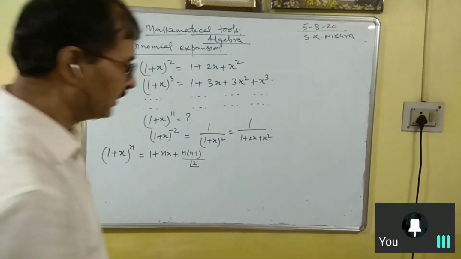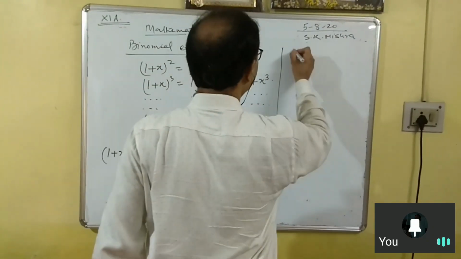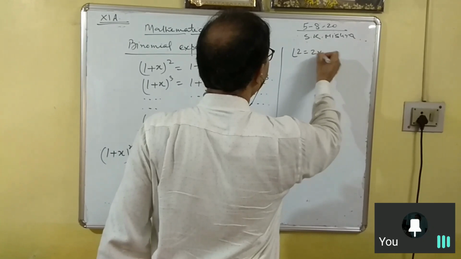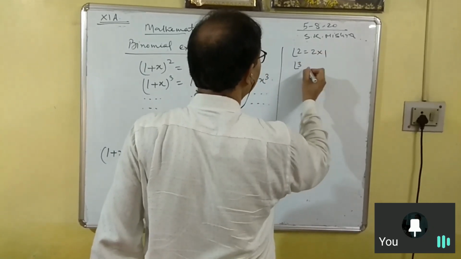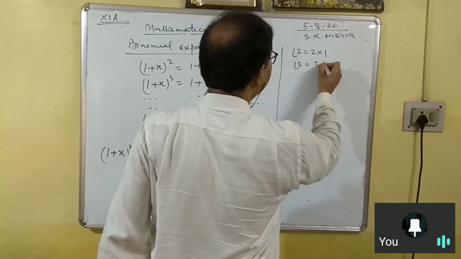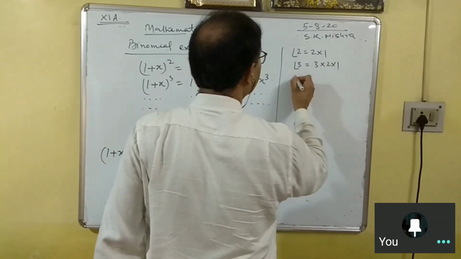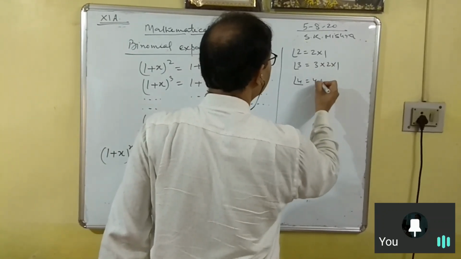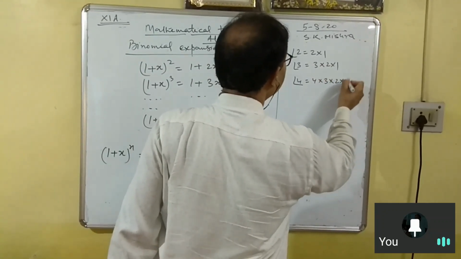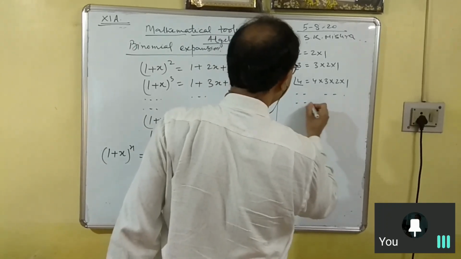I will tell you later on. See, factorial 2 is nothing but 2 into 1. Similarly, can you tell me what is factorial 3? This is 3 into 2 into 1. Factorial 4 is 4 into 3 into 2 into 1. This way you can write any factorial.